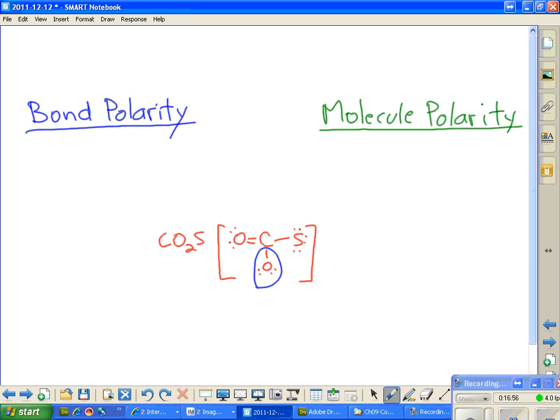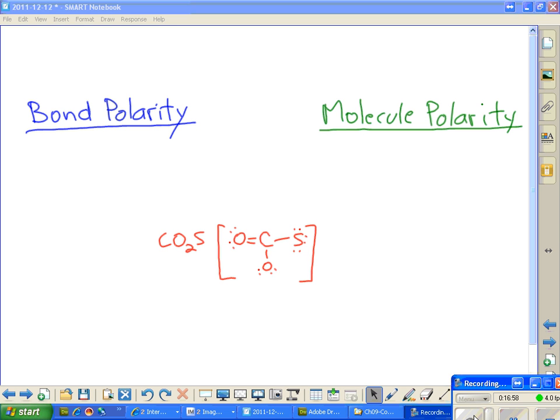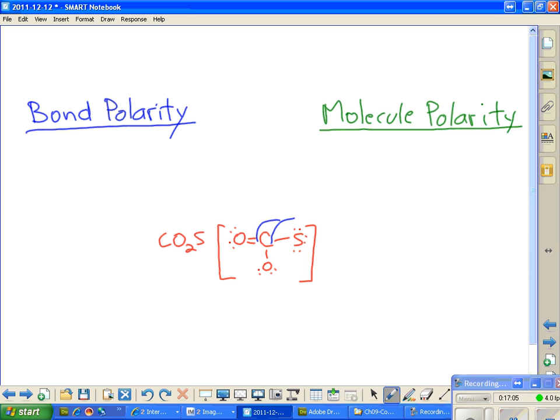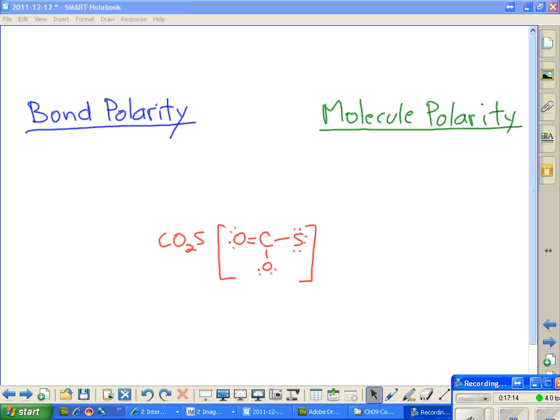All right. Or this. Oh, doggone thing. Just doesn't want to draw right the first time. Oops, here we go. The whole thing here. There it is. Okay, those are what we would be talking about when we're talking about bond polarity.